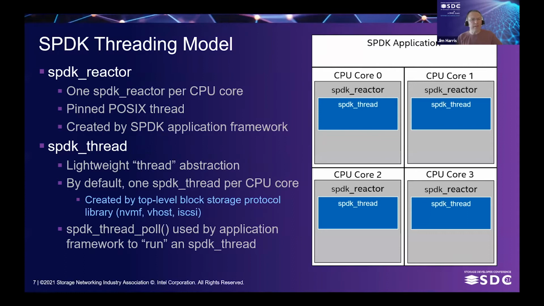These SPDK threads are a lightweight threading abstraction. There is no tie between an SPDK thread and a POSIX thread. By default in SPDK, we typically have one SPDK thread per CPU core. These are created by the top level block storage protocol library. For example, when the NVMe-oF target library is initialized, it will by default create one SPDK thread that runs on each CPU core. The other block storage protocols may then create their own SPDK threads to run on those CPU cores.